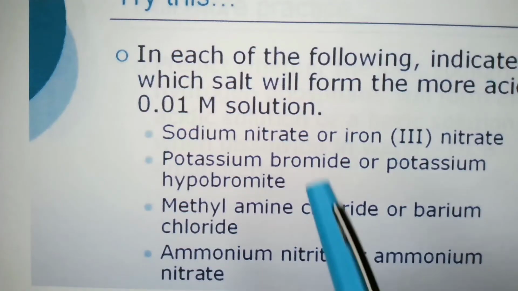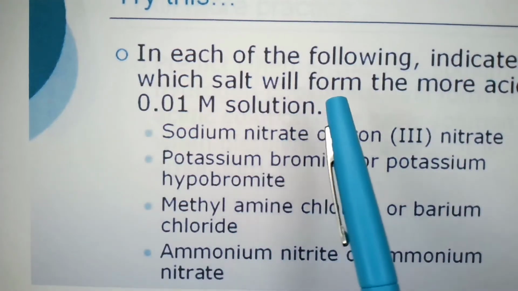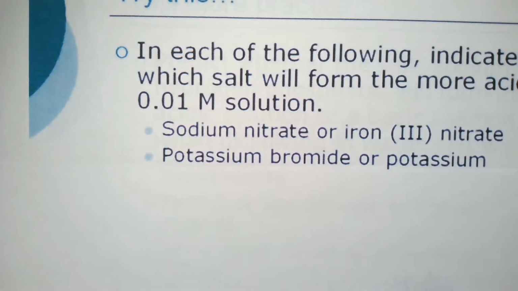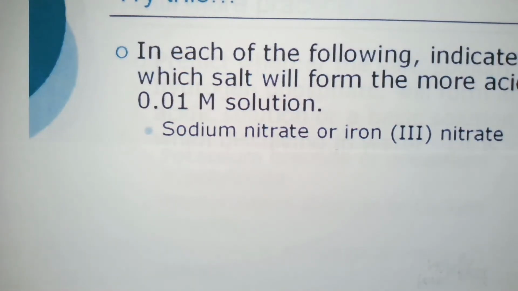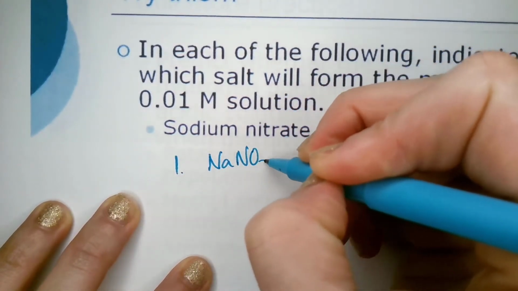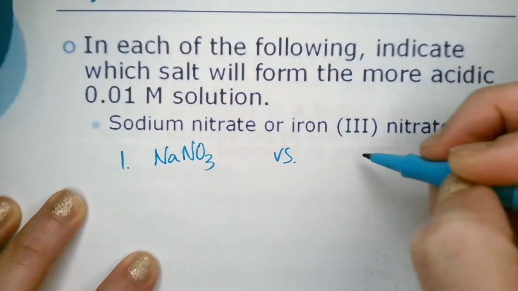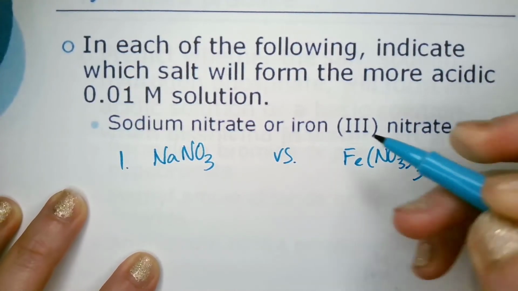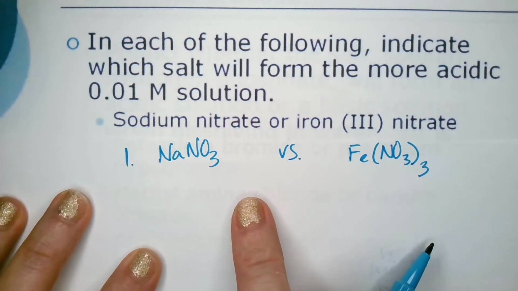Let's look at this one. In each of the following, indicate which salt will form the more acidic solution. So we have sodium nitrate or iron 3 nitrate. So let's write these down. Number 1, NaNO3 versus Fe(NO3)3. Okay, so let's think of this.